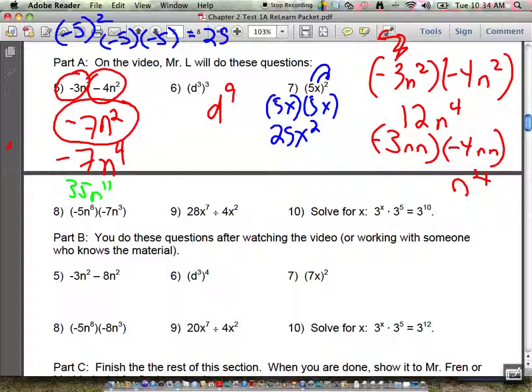All right, next one up. We got number 9, I'm sorry. 28x to the 7th divided by 4x squared.